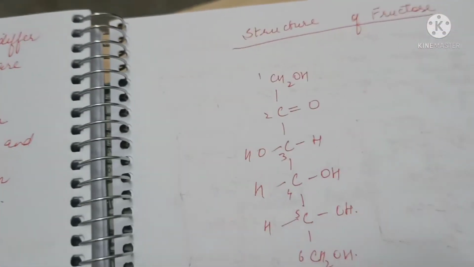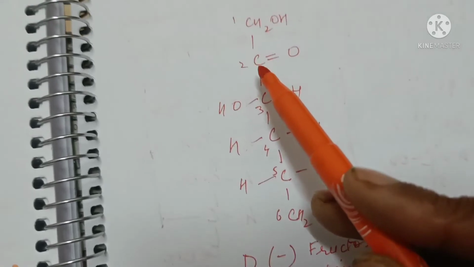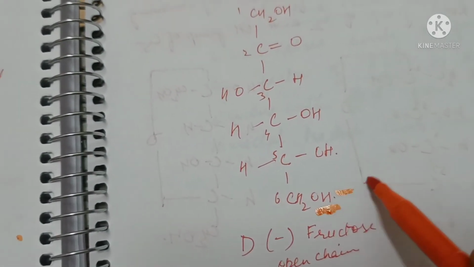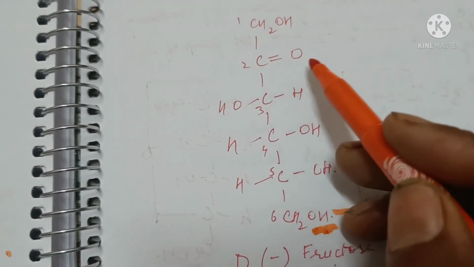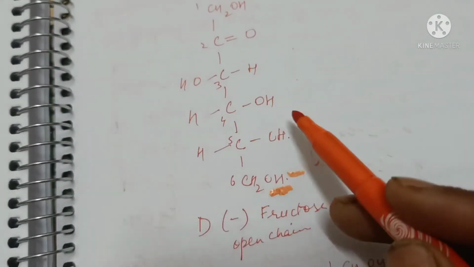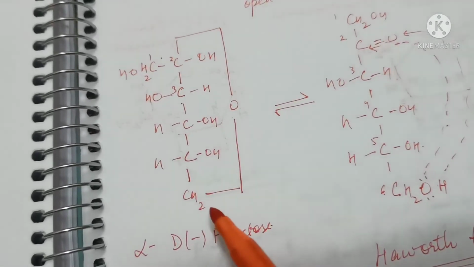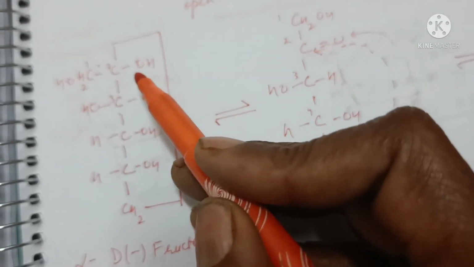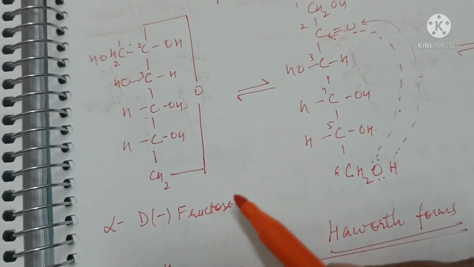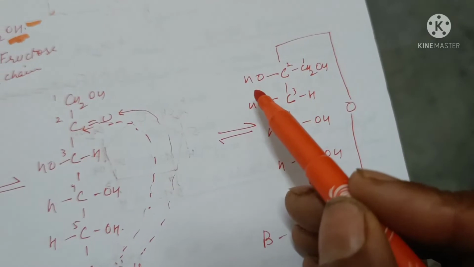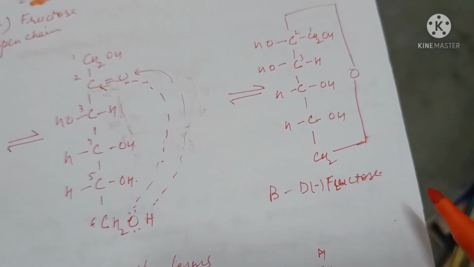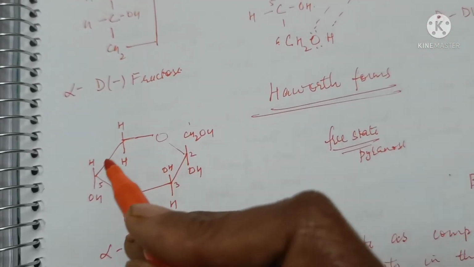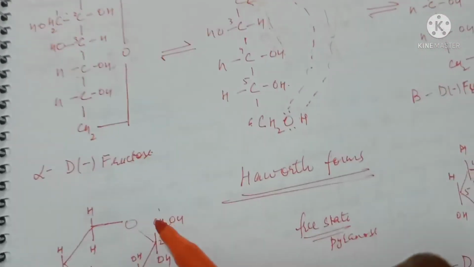Similarly, in fructose, the 6th OH will get added to the 2nd carbon double bond oxygen group and form a 6-membered ring. So the 6th OH gets attached here. When the OH comes to the right side, it is alpha D fructose. When OH comes to the left side, it is beta D fructose. And again, in the Haworth form, we will write it as a 6-membered ring.